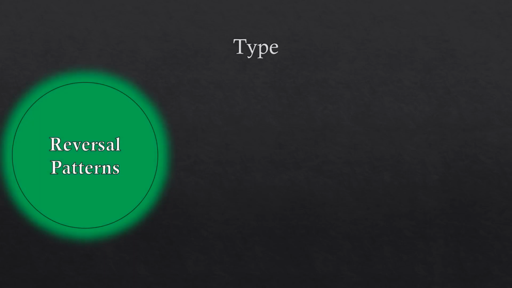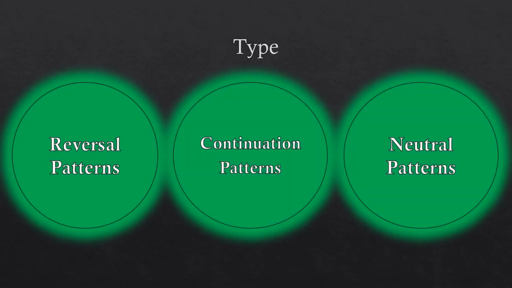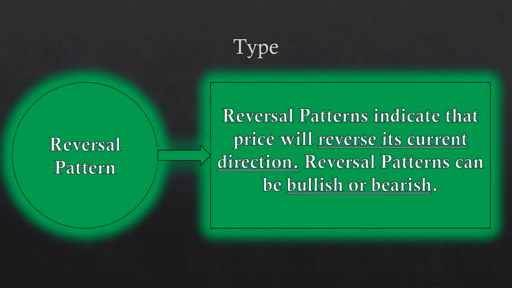There are three types of patterns: the reversal patterns, the continuation patterns, and the neutral patterns. Let's begin by taking an overall look at reversal patterns. Reversal patterns indicate that price will reverse its current direction, meaning that price will be going in one direction, and when the pattern appears, it will start going in the opposite direction immediately after.